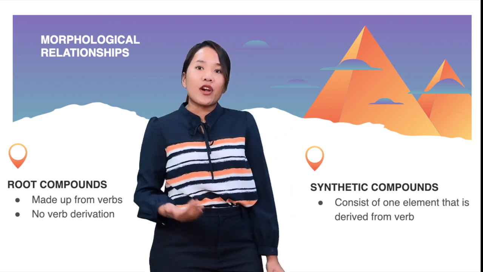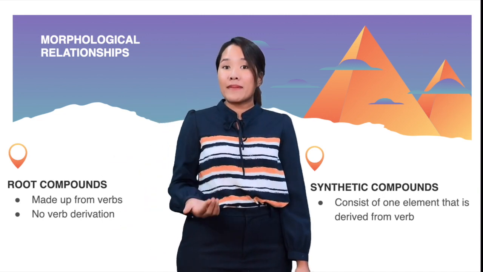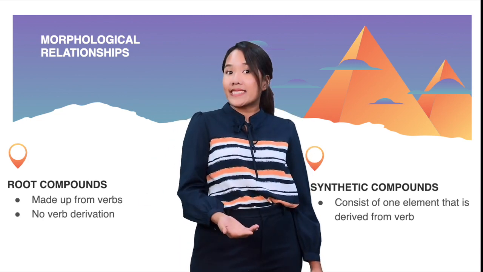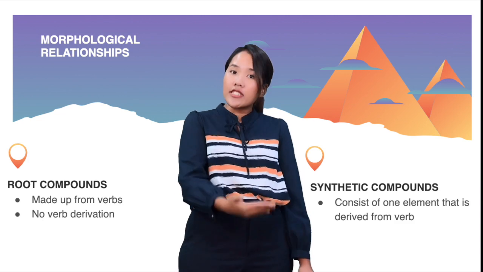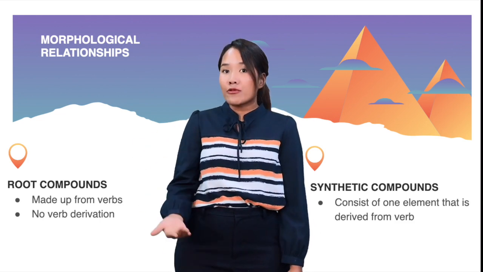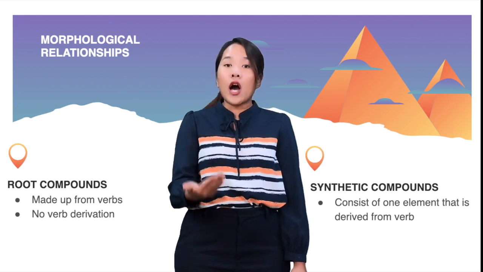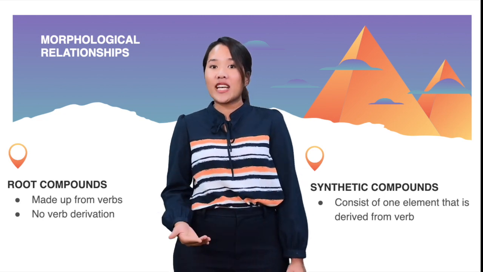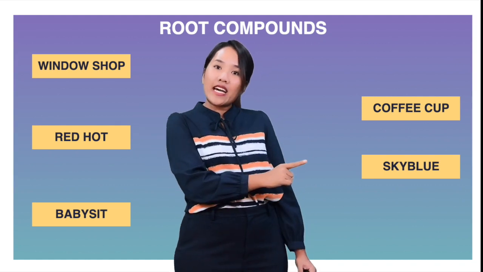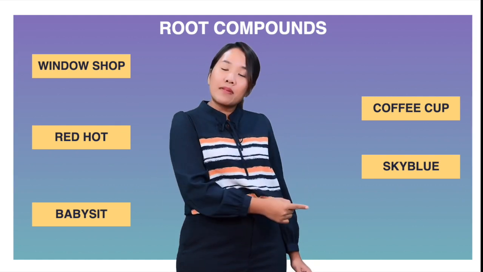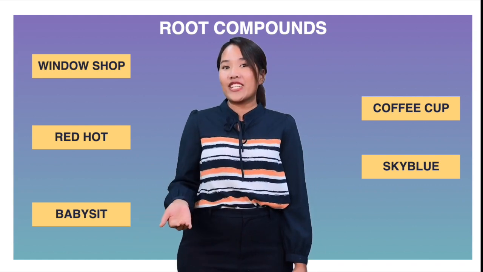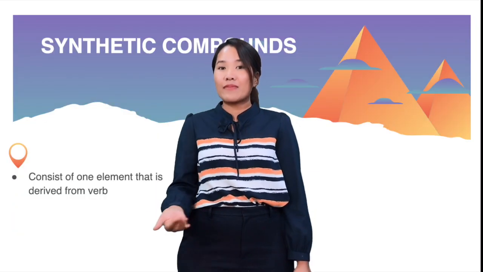Root compounds are compounds made up of free morphemes, and the semantic relationship between the two elements in a root compound is not derived from a verb. That is to say, root compounds do not have verb derivation in their elements. For example, window shop, coffee cup, red hot, sky blue, babysit. We can clearly see that there is no verb derivation in the elements of these example compounds.